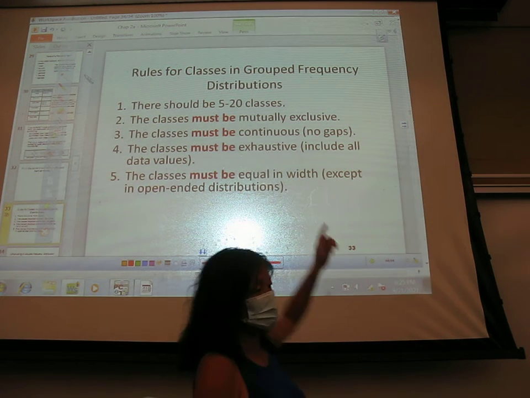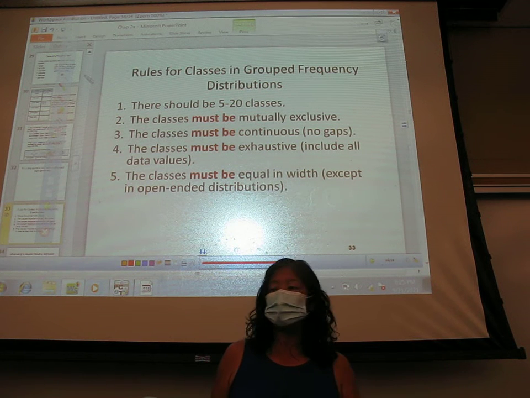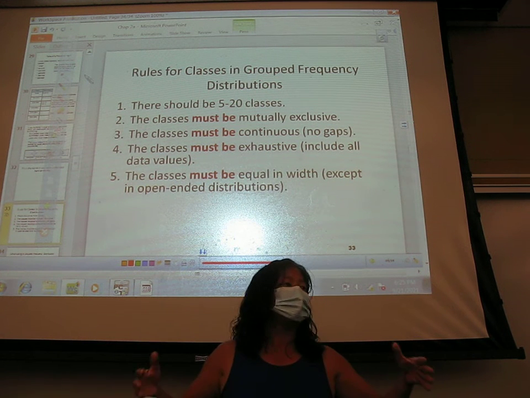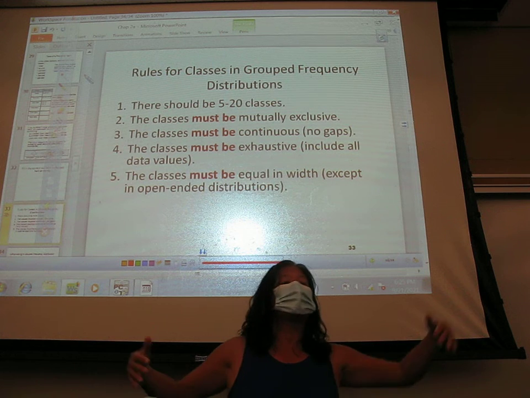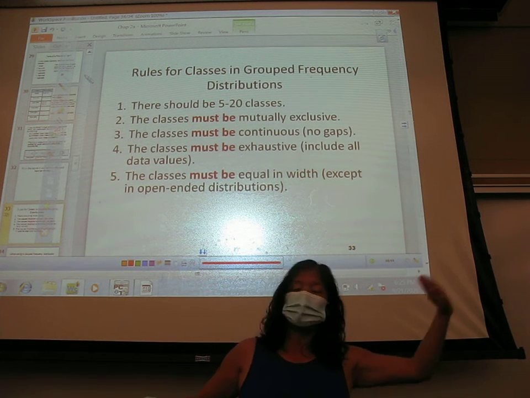Classes must be exhaustive. So in other words, I can't have data that goes up to 65 and only have classes that go up to 50 or 60. Right? I have to go all the way to make sure I include all of my data. If my data goes to 65, I have to go up to 65.